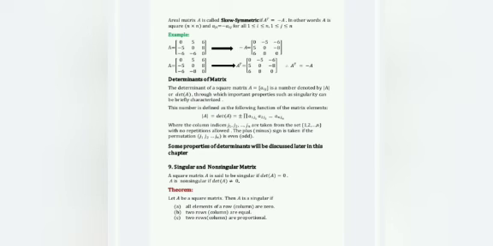Singular and non-singular matrix. A matrix is said to be singular if det of A is equal to 0. A is non-singular if det of A is not equal to 0. There is some theorem, so it is just for an example. Orthogonal matrix. We say that the matrix A is orthogonal if A into A transpose is equal to I, which is equal to A transpose into A. It is known as orthogonal.